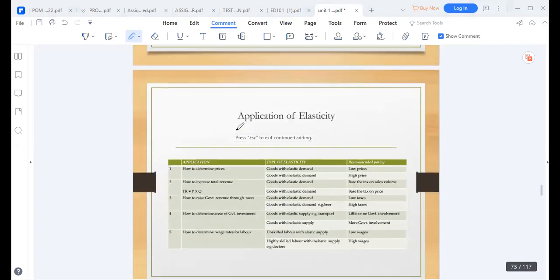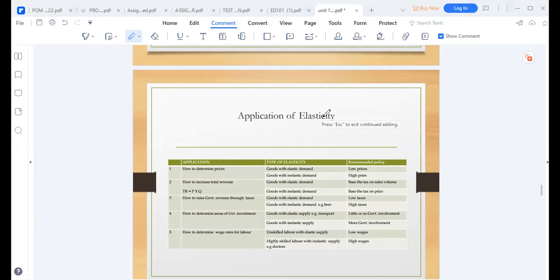So the application of elasticity, number one, occurs in how we determine prices. If goods have an elastic demand, it is recommended that you reduce the prices because people will not buy otherwise. If goods have an inelastic demand, that is when you can maximize by increasing the prices. For instance, take the price of razor blades. If you find 1/4, 10/4, 5/4, people still buy because it's not a daily consumable.